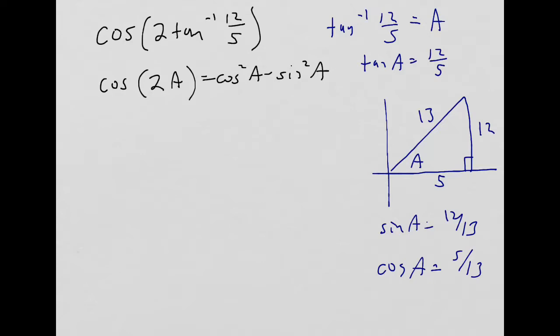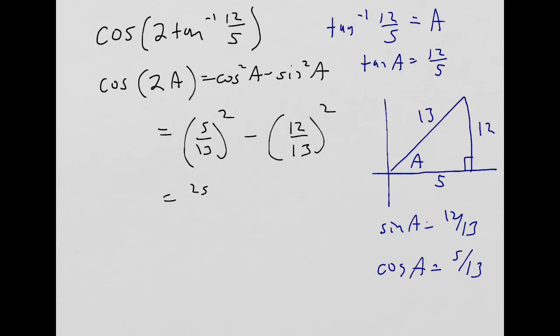And now we've got everything that we need. This is a double angle formula for cosine. We need to plug in these values, which we just found. So let's just plug these guys in. Cosine of A is 5 over 13, so we want to square that. And then we have sine of A squared. Sine of A is 12 over 13, so we're going to have to square that guy.